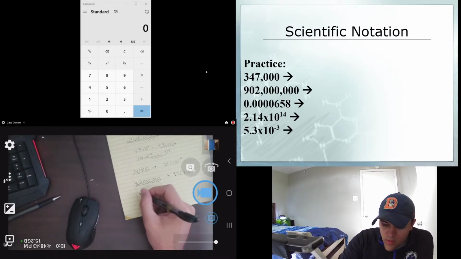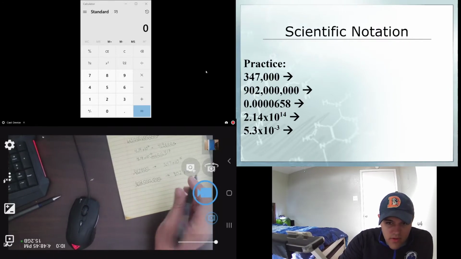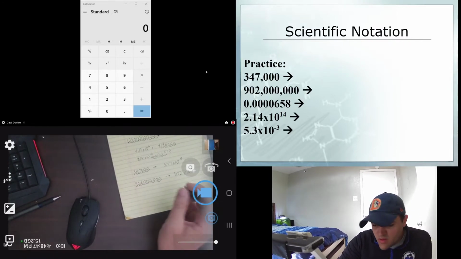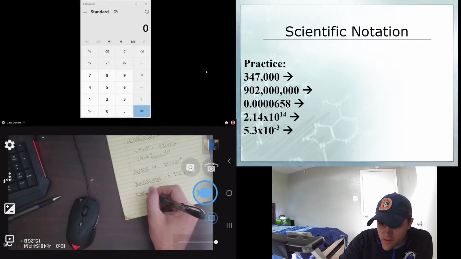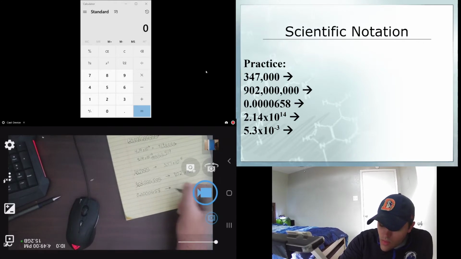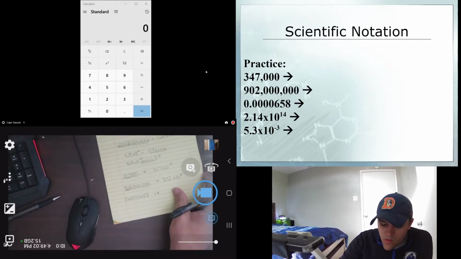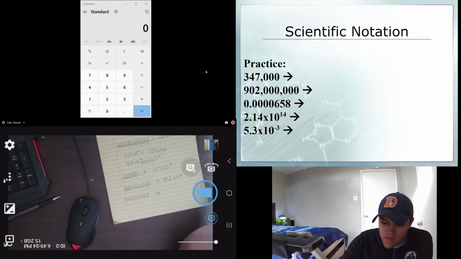All right, one more example going this way, and then we'll do those other two going from scientific back to standard. So in this case, we've got 0.00, let me make sure I get the right number of zeros here, 0.00658. All right, and we want to turn it into scientific notation.